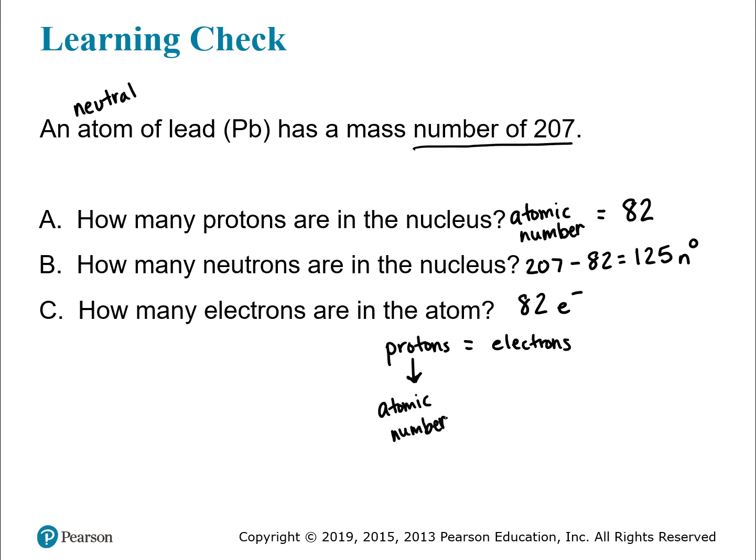We'll do more of these in class. Make sure that you can answer questions like this. Figure out if I gave you the number of protons, neutrons, and electrons, you should be able to figure out the mass number. You should be able to say what the atomic number is. So know how all of these things are related.